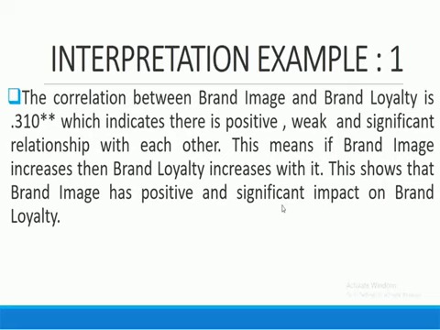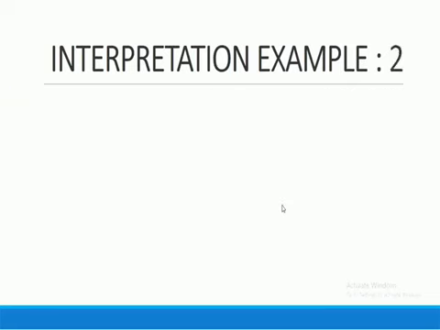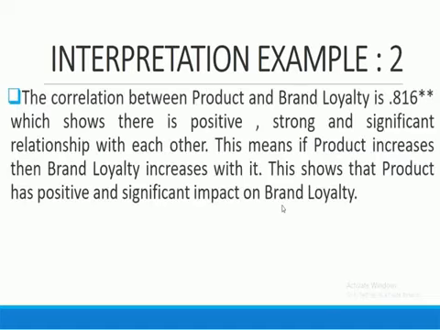Okay, let me explain one more example so it will be clear to you. This is another example. The correlation between product and brand loyalty is 0.816 2 star, significant. This shows that these variables have a positive relationship. Number 2, they have a strong relationship and they have a significant relationship with each other. This means that if product quality increases, then brand loyalty also increases with it. This shows that product has a positive and significant impact on brand loyalty.